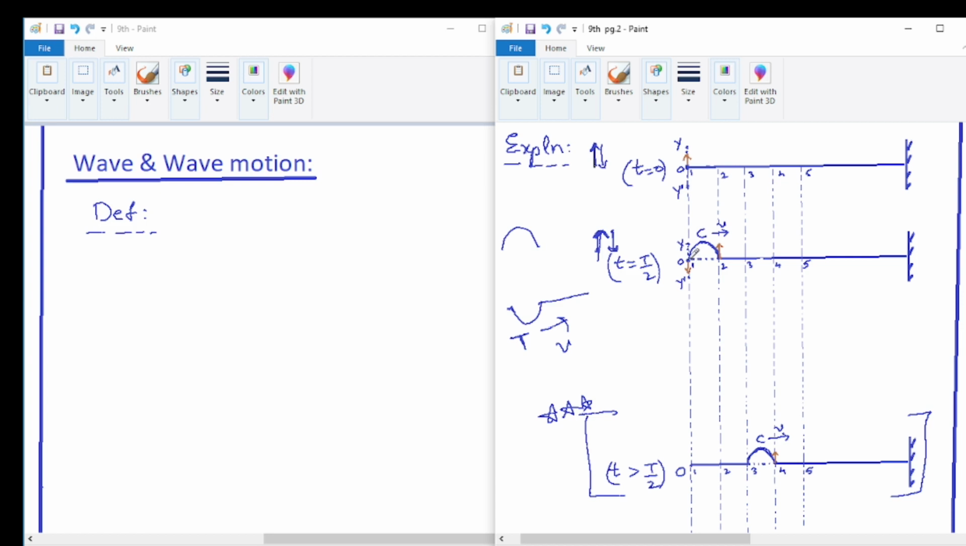Now let that jerking be continued. Upper jerk we complete. Upper jerk means not just in one direction, up and down suddenly, back to the same point. Now after time t equal to T by 2, that is, the upper half of the vibration is completed, let the lower half of the vibration also be completed. That means the string now is jerked downwards. Suddenly it's moved down and again back.